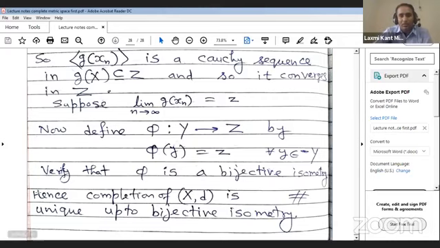Suppose we have Cantor's intersection theorem and Baire category theorem also. So it will be done by Mr. Ramji Pandey in the next lecture. So I should stop here. Thank you. Thank you very much.